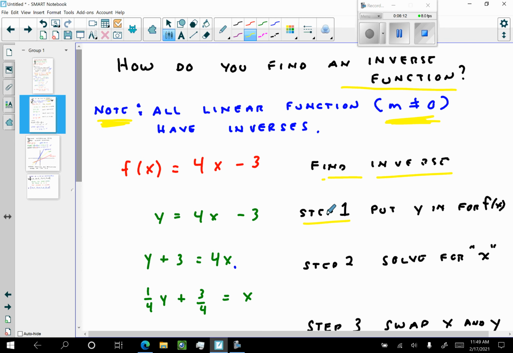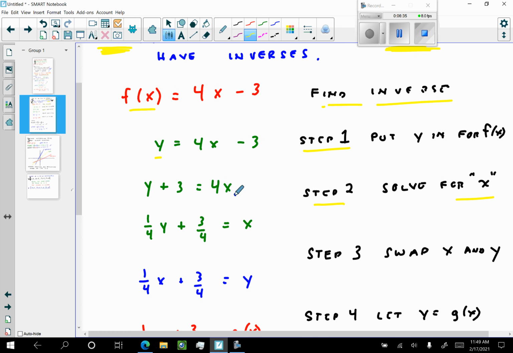Step 1, and you better write these steps down. You better pause the video. Step 1 is put y in for f of x. So instead of f of x, I put y. Step 2 is to solve for x. Pretty easy. Add 3. y plus 3 is 4x. Divide by 4, multiply both sides by 1/4. 1/4 times y is 1/4 y. 1/4 times 3 is 3/4. 1/4 times 4x is x. Bam, I have solved for x.